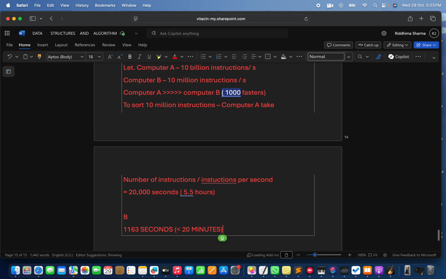So by using an algorithm whose running time grows more slowly, even with a poor compiler, computer B runs more than 17 times faster than computer A. The advantage of merge sort is even more pronounced when we sort 100 million numbers, where insertion sort takes more than 23 days and merge sort takes under 4 hours. In general, as problem size increases, so does the relative advantage of merge sort.